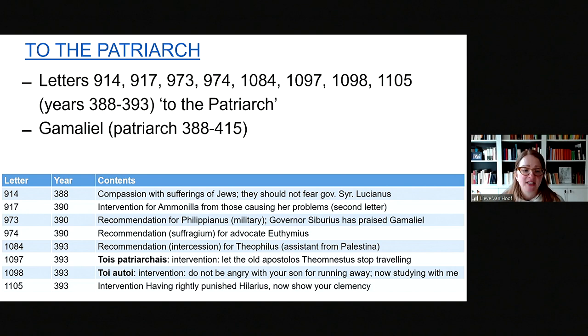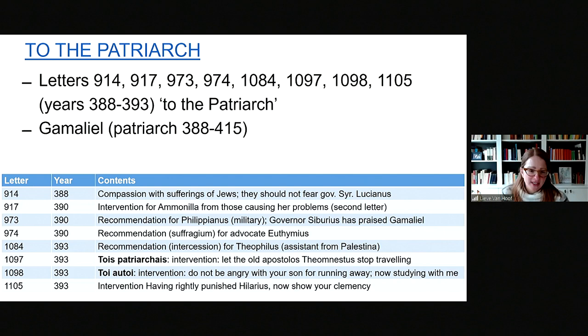The other letters are of types that we will encounter on the next slide as well in his letters to other kinds of people in Palestina. So they are, as you see here, recommendation letters, letters with which Libanius recommends somebody to somebody else. They are also intervention letters. As a letter of intervention, I define a letter which recommends somebody, but in very specific circumstances. So somebody who is involved in some kind of specific trouble and who is being helped. That's what I mean here by intervention.